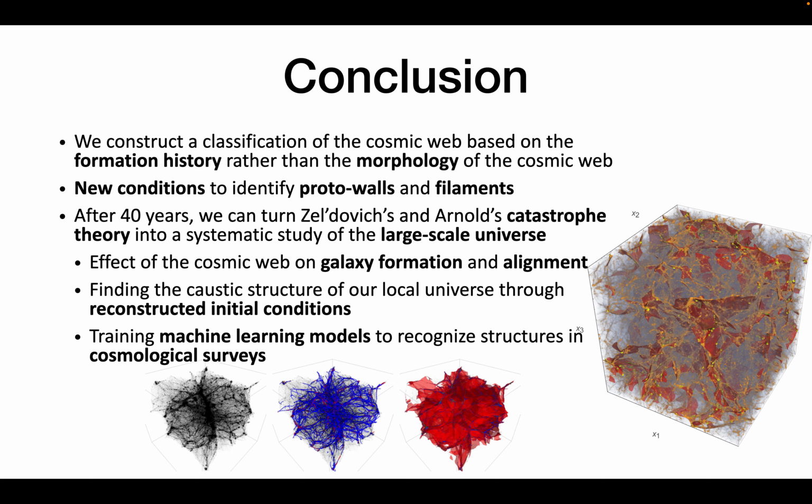Finally, we are using machine learning methods to build a pipeline which should allow us to identify these caustic structures directly from redshift surveys. So in principle, we can use these initial conditions to train a model which recognizes the geometry of the cosmic web and can constrain physical parameters directly using this mathematical language on redshift surveys.